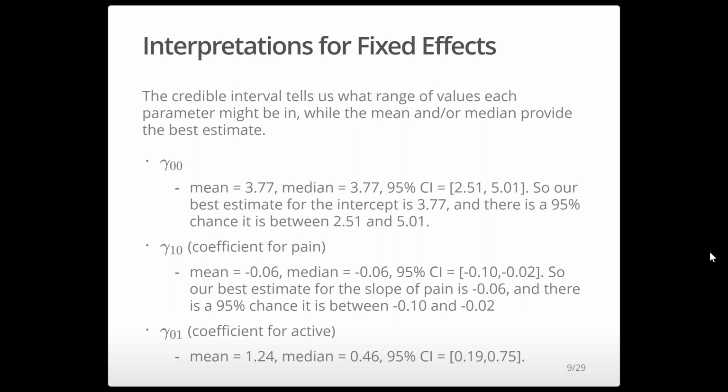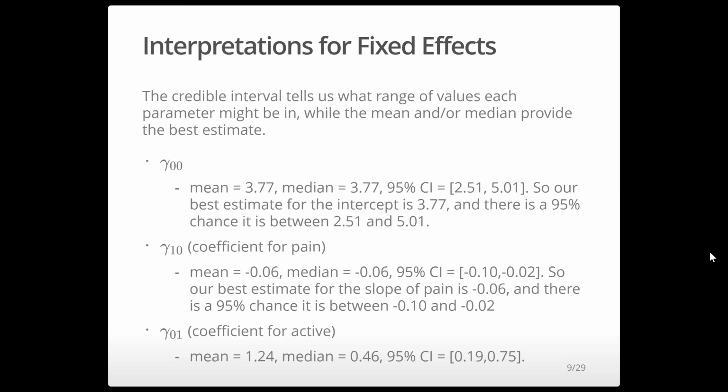We could interpret the coefficient for pain the same way, gamma 1,0. So the mean is negative 0.06. The median also negative 0.06. And there's a 95% chance it's between negative 0.10 and negative 0.02. So in this case, the credible interval is really tight. So we're really confident that this parameter is something in the low negative 0.0 something range. This is a very narrow credible interval. And so our model really gave us a lot of evidence about this parameter. And we'll see that a little bit more as we go.